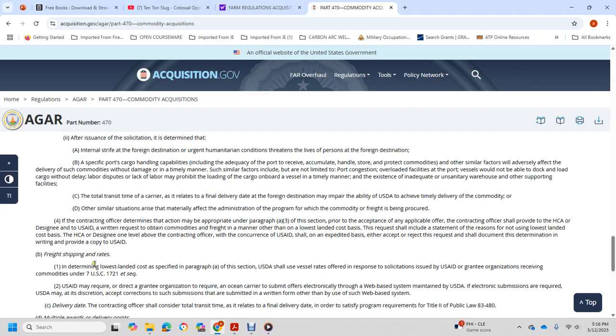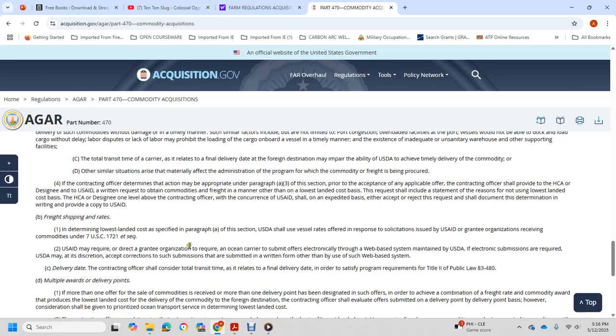Freight shipping rates and determining the lowest landed cost as specified in paragraph (a) of this section. USDA shall use the vessel rate officer responsible for the solicitation issued for the USAID grantee organization receiving the commodities under Title 7 of the U.S. Code 1721 et seq. USAID may recover the direct guarantee of the organization required by the ocean carrier to submit to the officer electronically through the web-based system of USDA, with electronic submission or request for USDA, at its discretion accepting correction of the submission submitted in written form of such web-based systems.